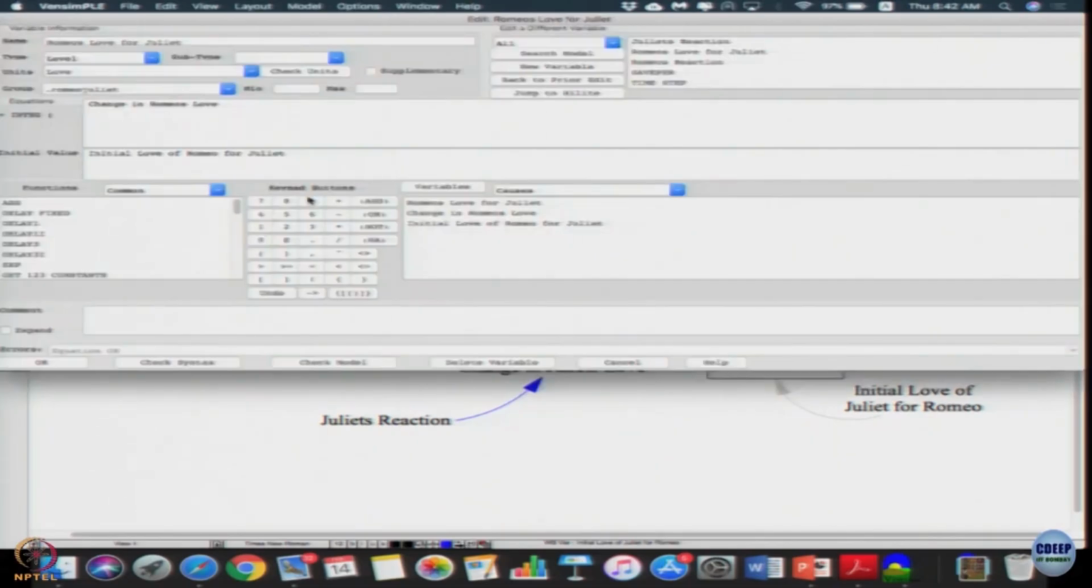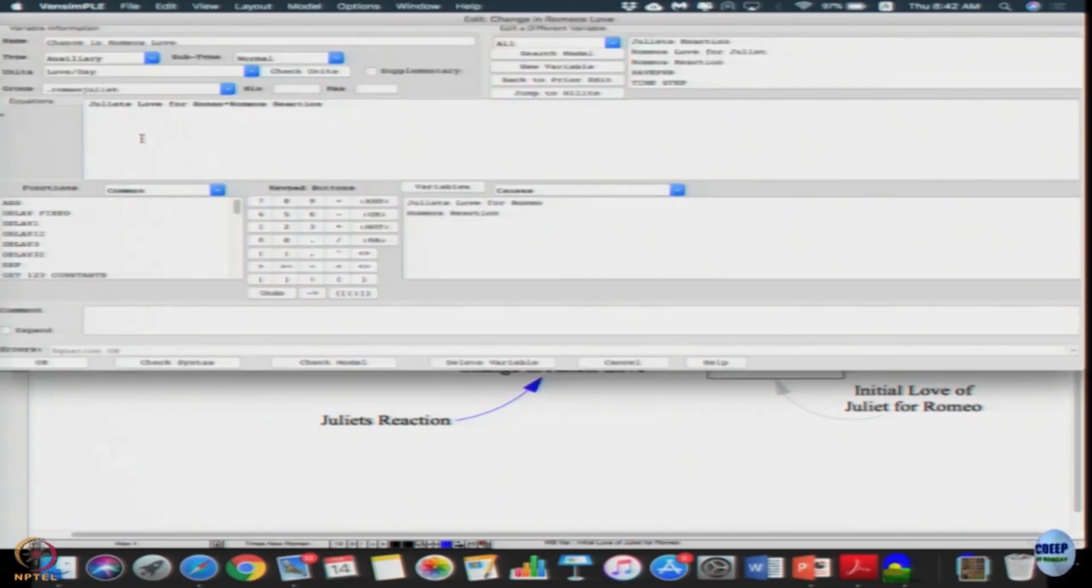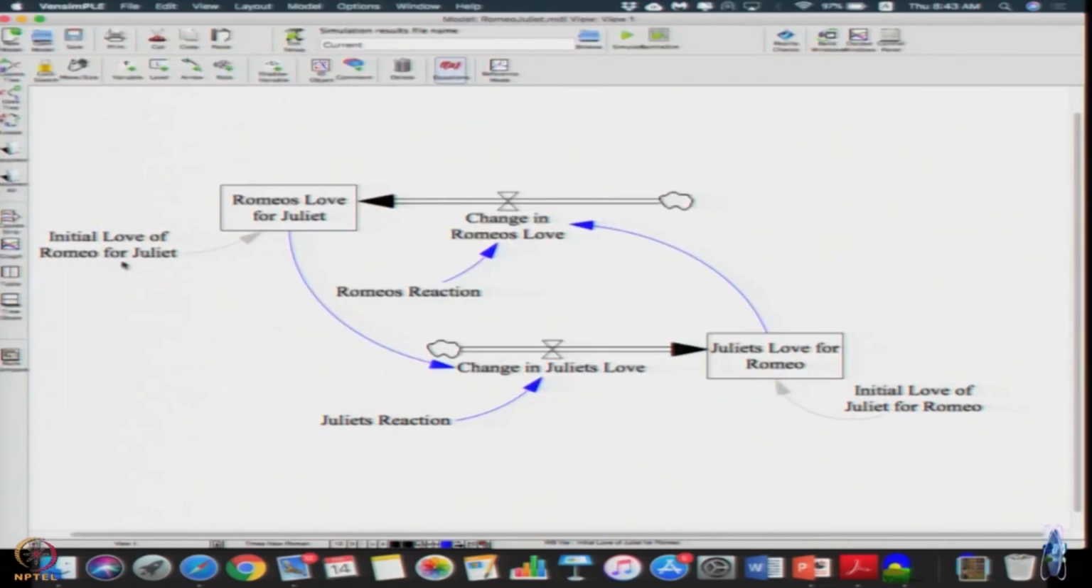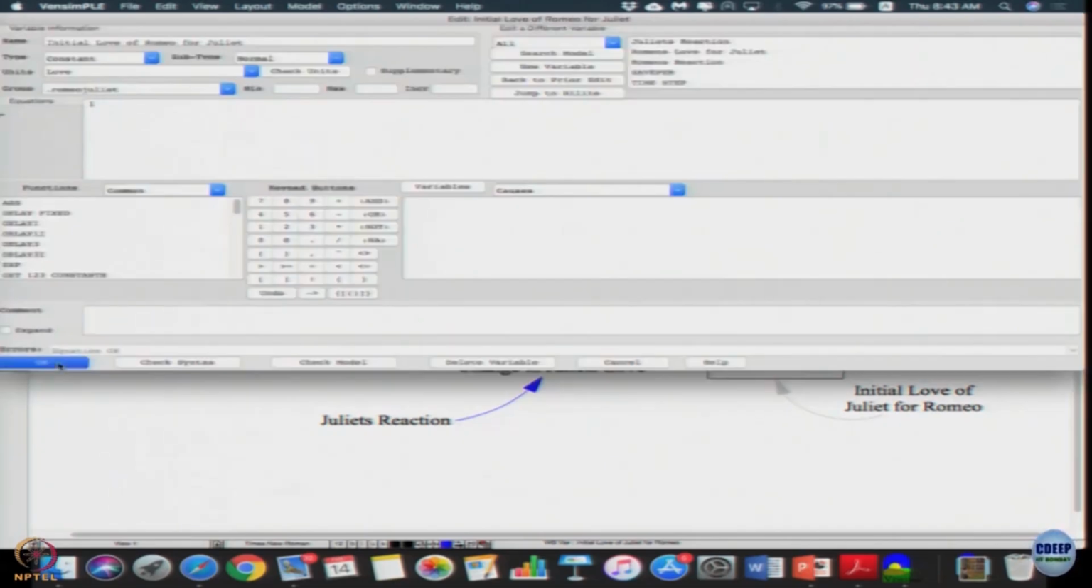So, I just want to show one of the stocks, Romeo's love for Juliet, initial values, initial love of Romeo for Juliet, and changes in Romeo's love is nothing but Juliet's love for Romeo multiplied by Romeo's reaction. So, for each unit of Juliet's love, Romeo's reaction is going to multiply that by a factor of 1 in this case, and Romeo's reaction is 1 and units is 1 per day, the units of stock is love, and initial love of Romeo is 1, initial love of Juliet is 1.